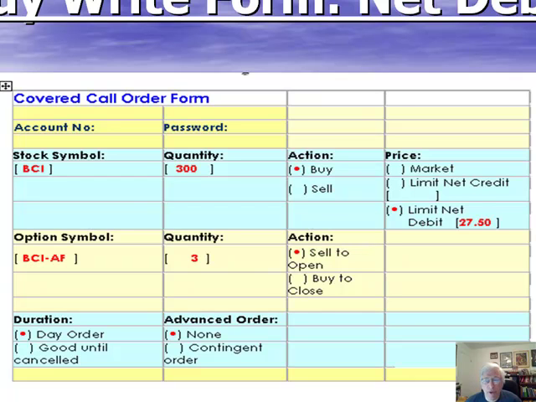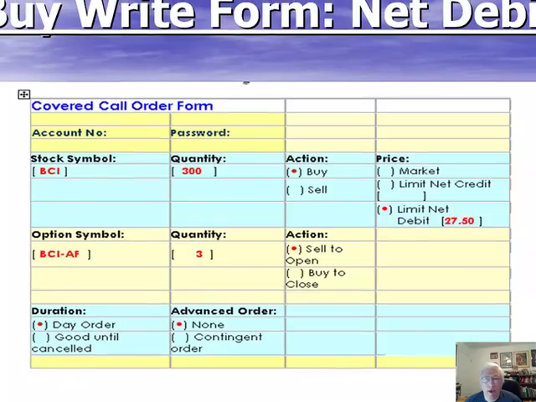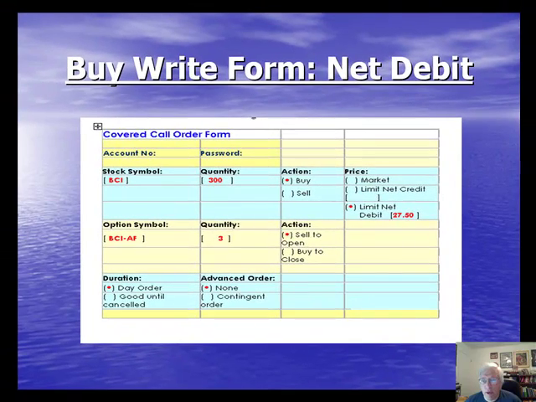And at the bottom of the screen, you see the duration is for day only, and there are no special instructions. Now, in this case, let's say that we bought the stock for $29 and we sold the option for $1.50. That would give us a net debit of $27.50. And on the right-hand column, you could see we put in a limit order. What that means is we're going to spend $27.50 or less in order to execute this trade. If the brokerage can't do $27.50 or less, the trade will not be executed.